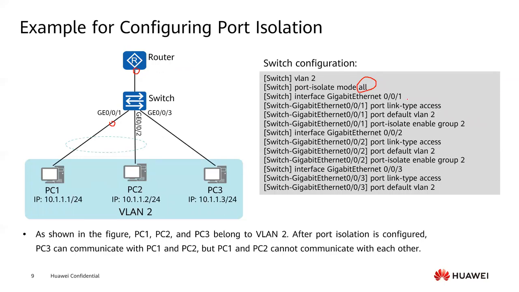And then we need to configure all three ports' interface mode. We know that these are PCs, not servers. The frames sent by a PC will not carry the VLAN tag. So we need to configure the interface link type to access mode, not trunk mode. And then we need to enable the feature in this port and this port. And for this port, we don't need to configure it. So it is very easy.